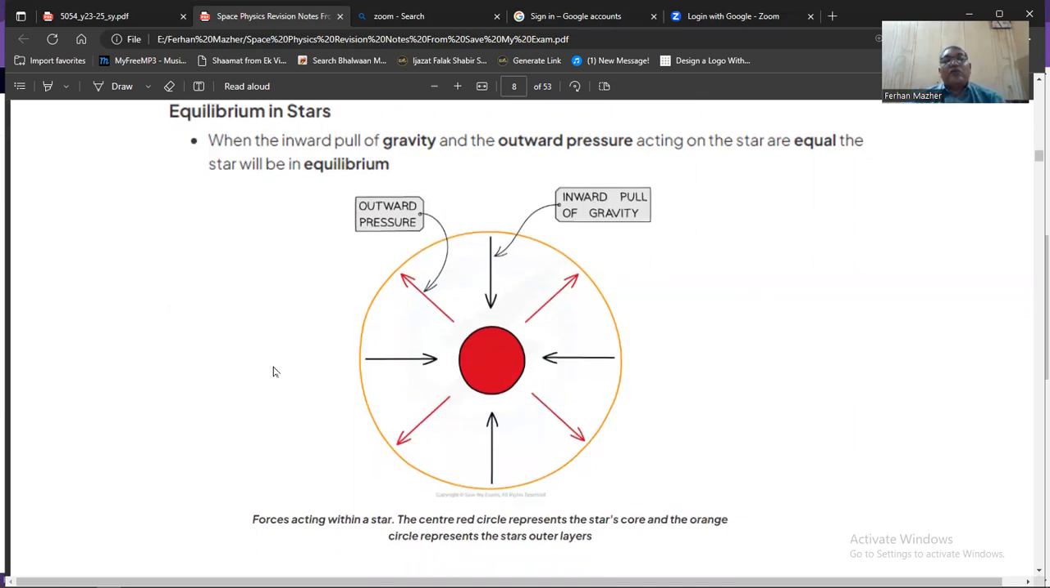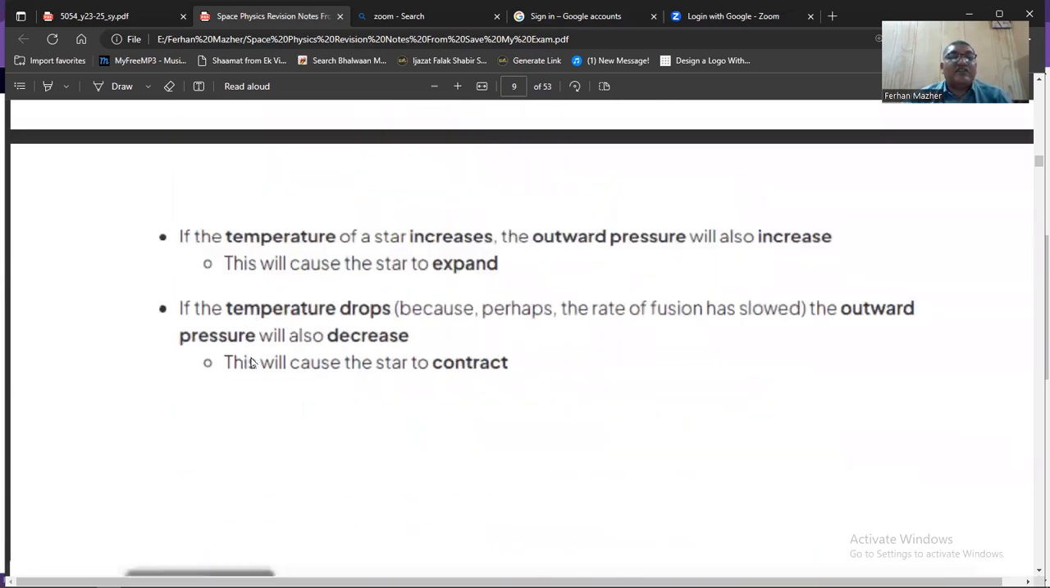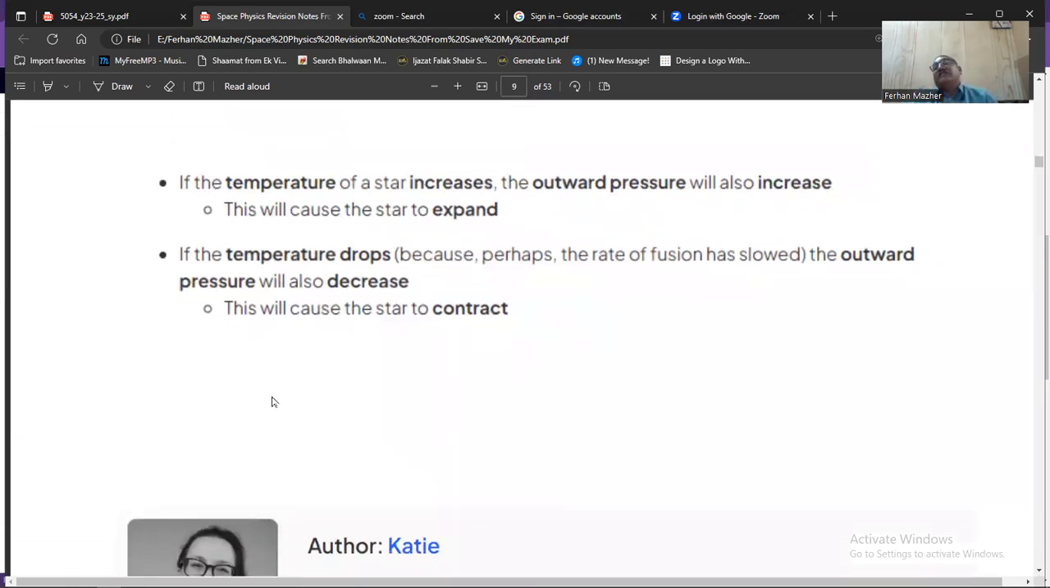In the forces acting within a star, the center red circle represents the star's core, and the orange circle represents the star's outer layer. There is an inward pull of gravity, and there is an outward pressure due to the expanding hot gases, and they are in balance with each other. So this is the equilibrium in the stars. If the temperature of a star increases, the outward pressure will also increase. This will cause the star to expand. If the temperature drops, because perhaps the rate of fusion has slowed, the outward pressure will also decrease. This will cause the star to contract.